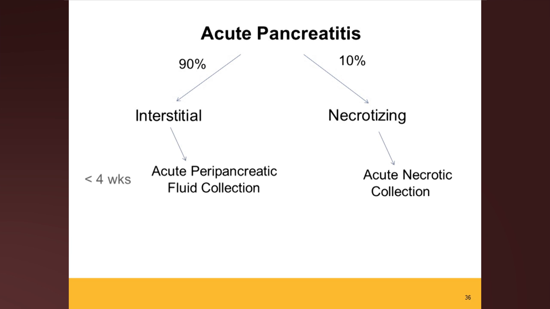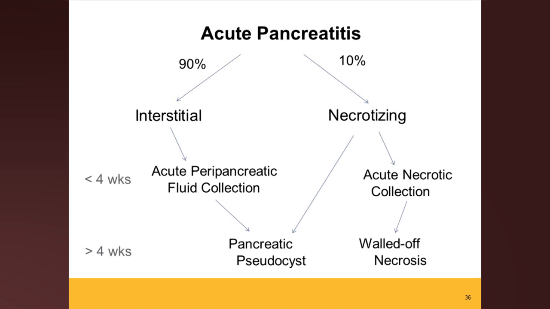And after 4 weeks, if the acute peripancreatic fluid collection becomes too organized, it can develop into a pancreatic pseudocyst. With necrotizing pancreatitis, you can go from acute necrotic collections to walled off necrosis. And these patients can also develop pancreatic pseudocyst from the necrotizing pancreatitis alone.